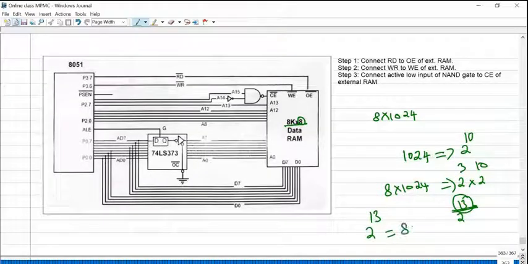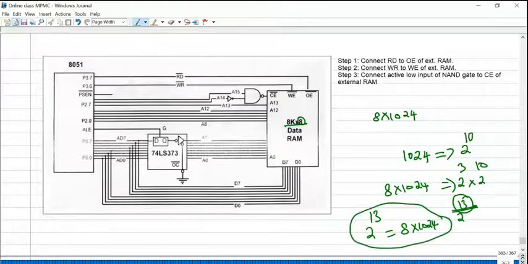2 power 13 equals 8 cross 24. You will get this value. So 13 address lines, meaning A0 to A12. A0 to A12 of the microcontroller are connected with this memory, A0 to A7 after the latch output. Then D0 to D7 are connected directly with the data lines of the RAM. So we have connected the address and the data.